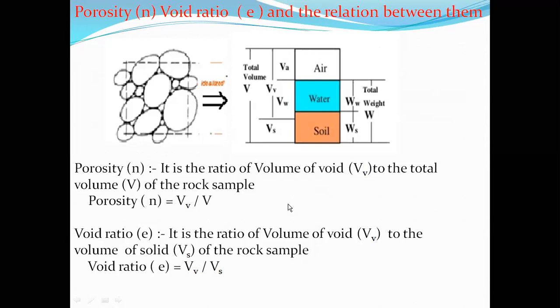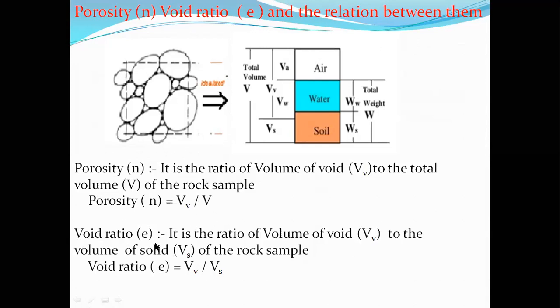Based on the porosity, if the same rock sample is present somewhere in the ground, below the earth crust, and there is a water table, water will pass through the porous portion. So the permeability of the rock mass, the flow of water through the rock mass, is determined based on the porosity of the rock mass. Now, what exactly is porosity? It is denoted by small n, and it is the ratio of the volume of void to the total volume of the rock sample. So porosity n is equal to volume of void by total volume V.